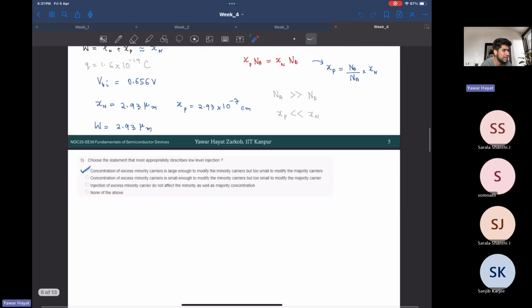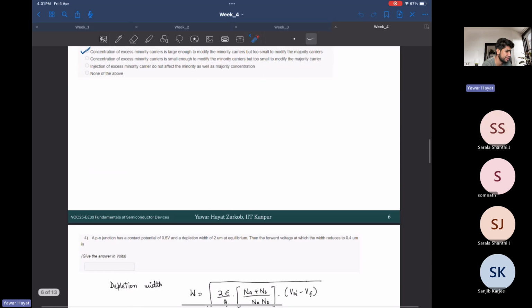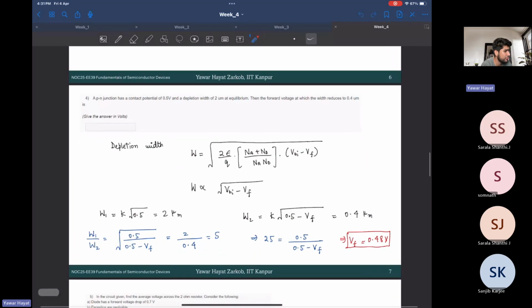Now, this third part I have already discussed. You can tune in to that session in week 4. It turns out that the concentration of the excess minority carriers in low level injection is large enough to modify the minority carriers, but it's too small to modify the majority carriers, because that's precisely how we define low level injection.